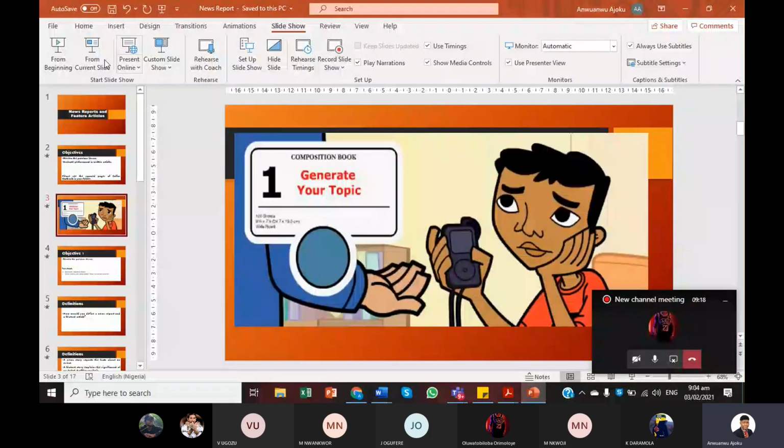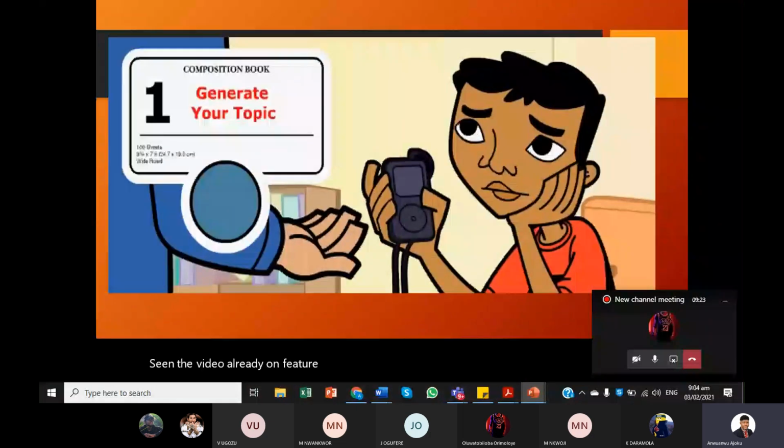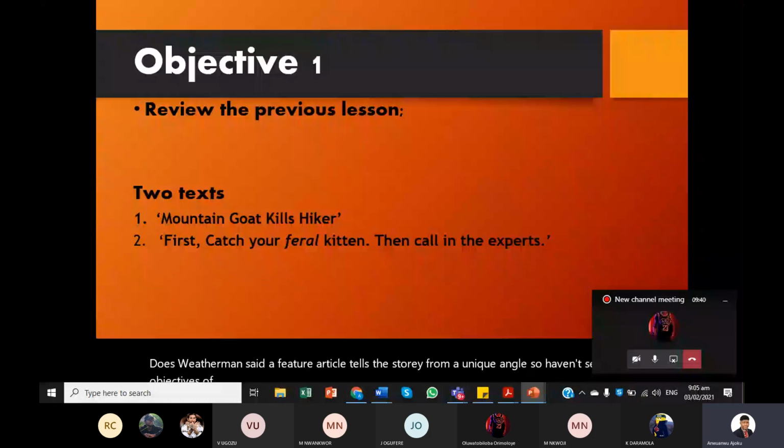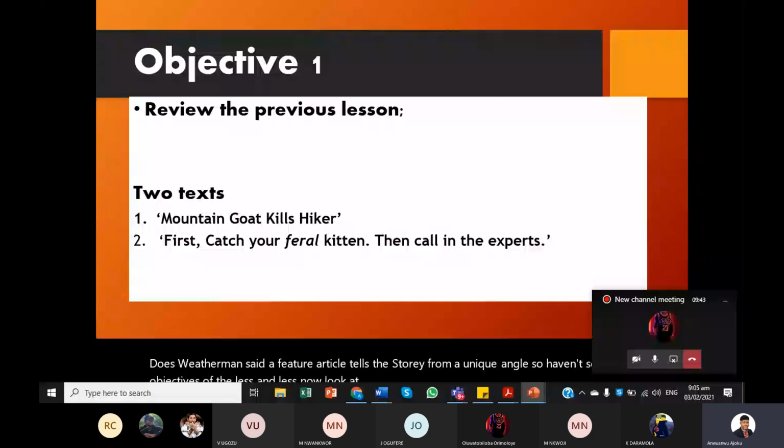We go into what we have now. We've seen the video already on feature article. From what I picked, the man in the video said that a feature article tells the story from a unique angle. So, having seen the objectives of the lesson, let's look at the first objective, and that is to review the previous lesson. Remember that previously we read two texts: the mountain goat case hiker, and first catch your feral kitten, then call in the experts. Let's now review what we did previously.